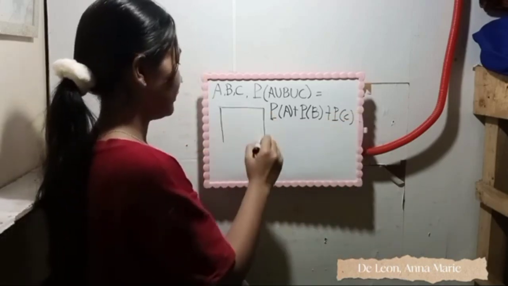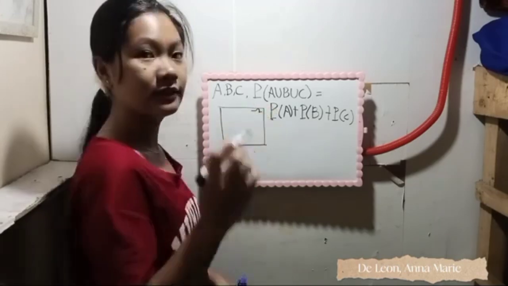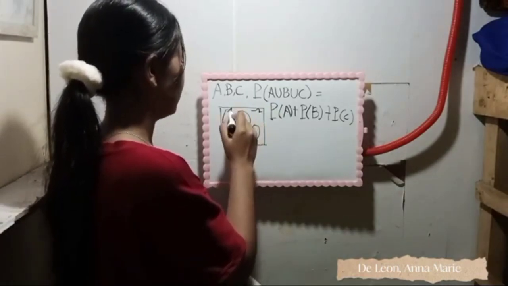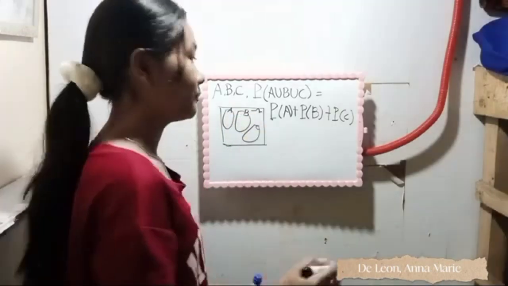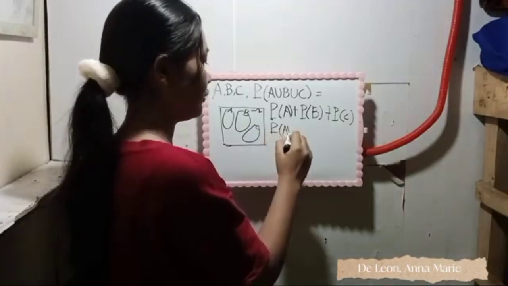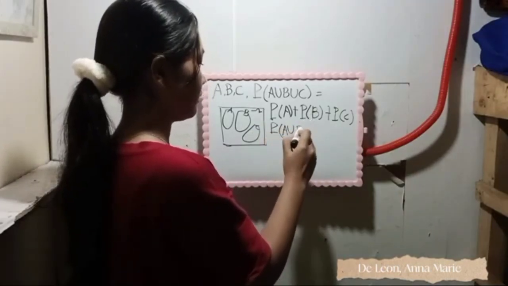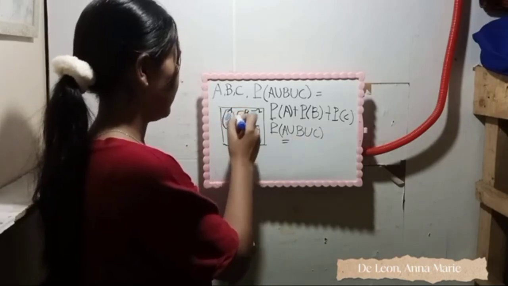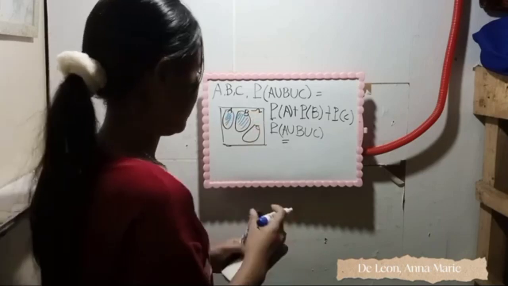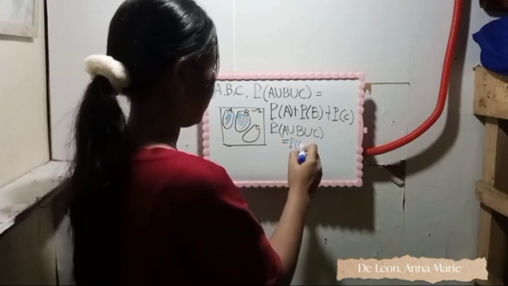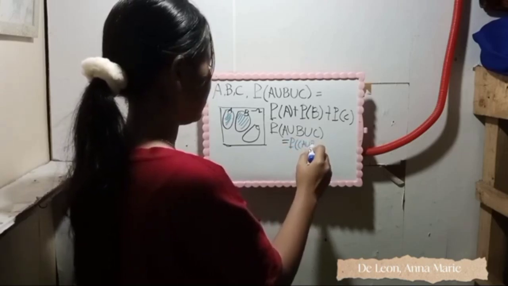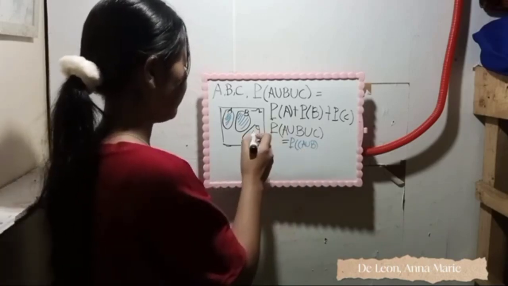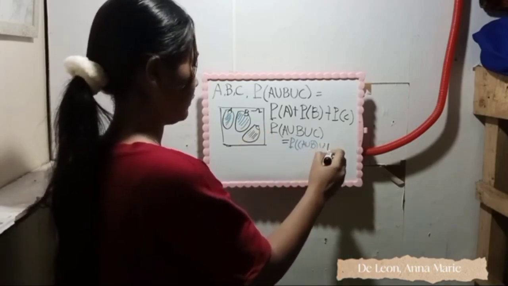So here is our sample space, and inside there are three disjoint subsets: subset A, B, and C. So the probability of A union B union C is equal to the probability of event A plus the probability of B plus the probability of C.